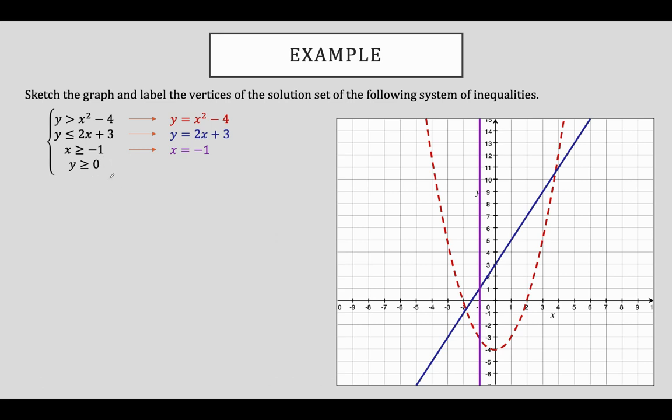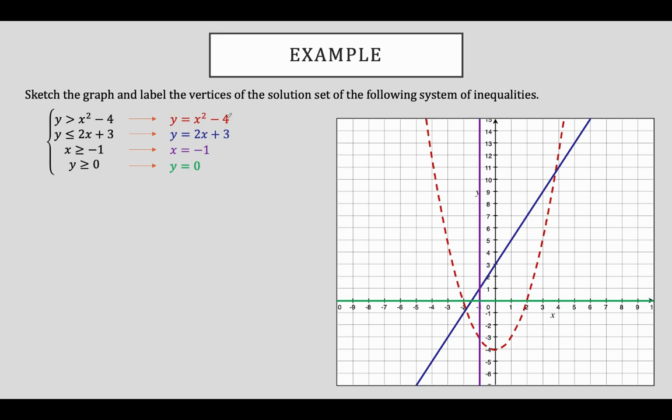And finally, we want to graph the line y equals 0. y equals 0 is a horizontal line right here along our x-axis. Again, we're going to use a solid line because we have the equal to component of our inequality. Now we want to choose a test point.